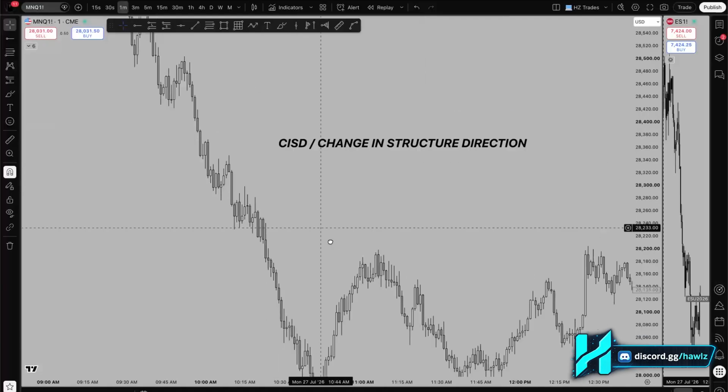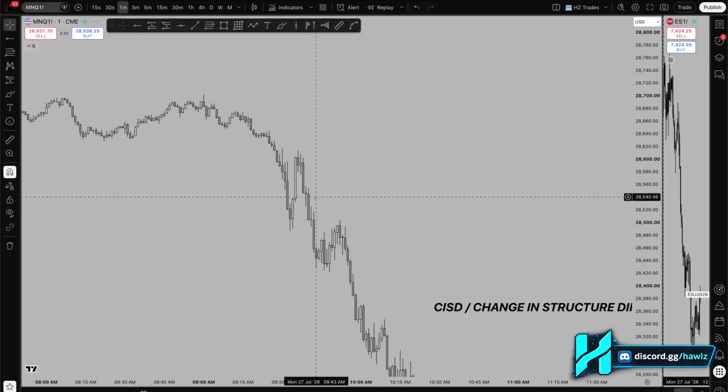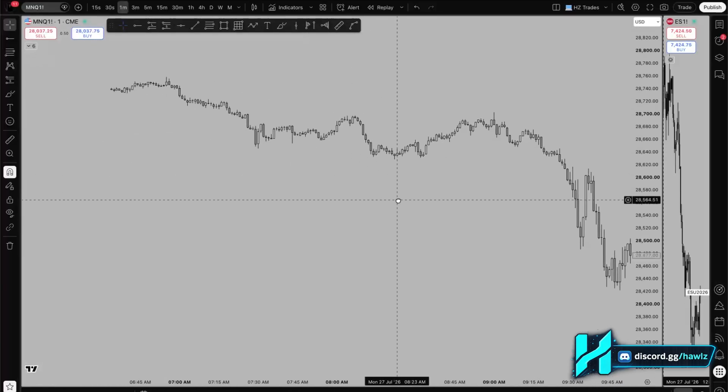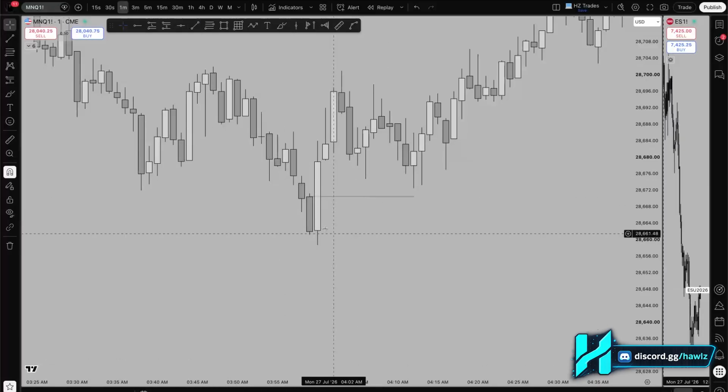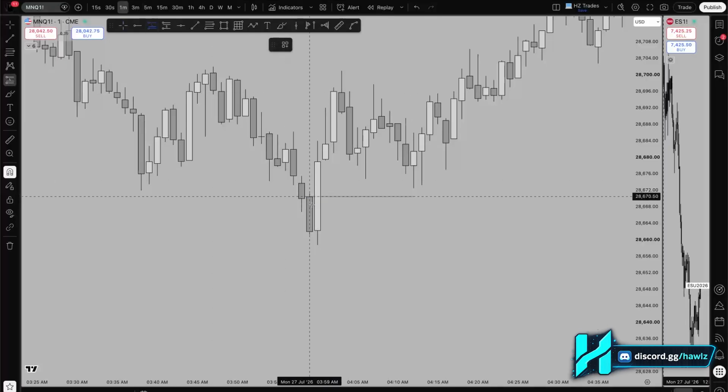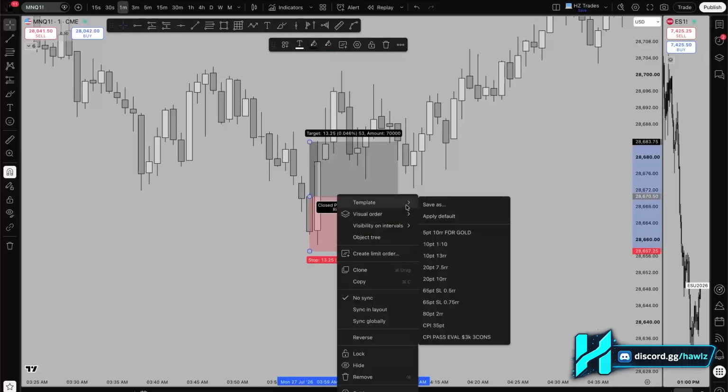So a CISD is a two-candle formation. I'll go ahead over here and find an example to show you. So right here, this candle right here is the last bearish candle in this move. The very next candle engulfs the high of the body, making these two candles a CISD, or a change in structure direction. If we go ahead and draw out the high of this candle here, I would set a limit order on this level, and this would be my entry.